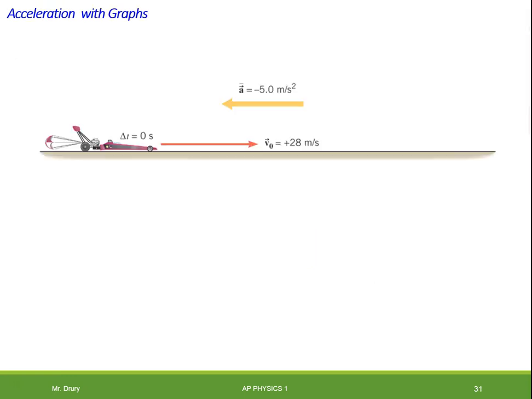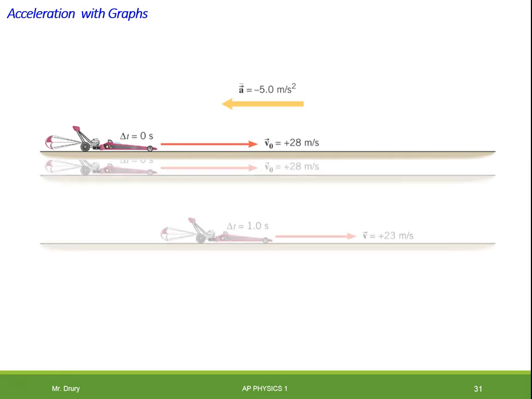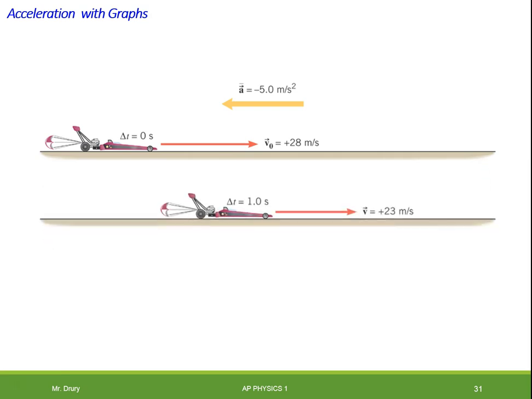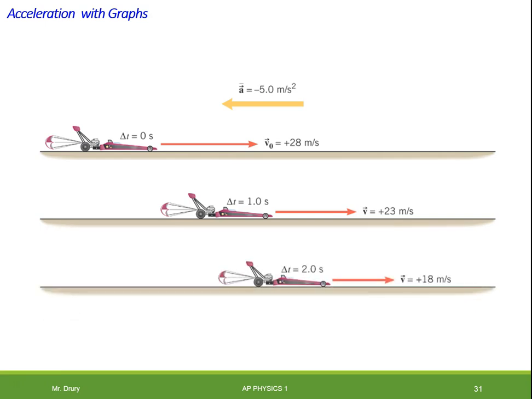All right, let's see what this means. We started at 28 meters per second at time 0. Actually, time 9 seconds, but you get the idea. After 1 second goes by, we're down to 23 meters per second. After 2 seconds go by, we're down to 18. In other words, the acceleration was in the opposite direction of the velocity.